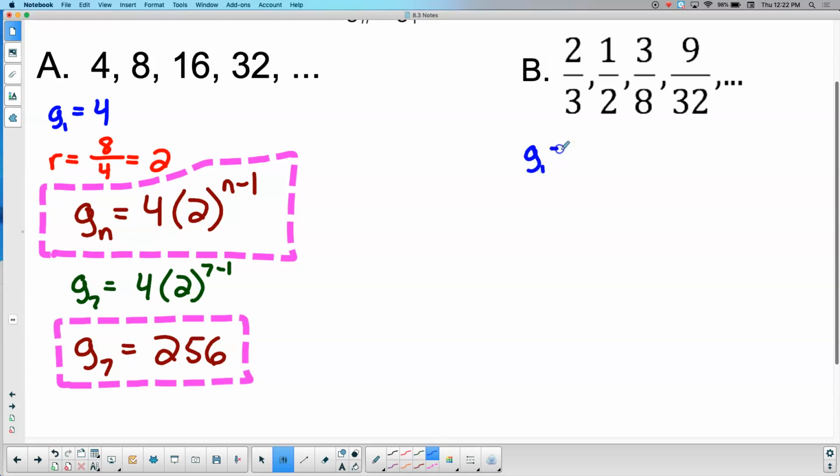First term is 2/3. My common ratio, R, is any term divided by the term right before it. Usually it's going to be easiest for you to take the first 2 terms in a sequence. Okay? Dividing fractions, what do we do? Switch, or you multiply and then switch the fraction you're dividing. So you do that later.